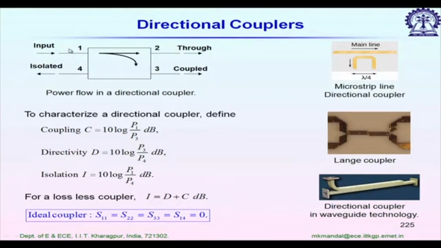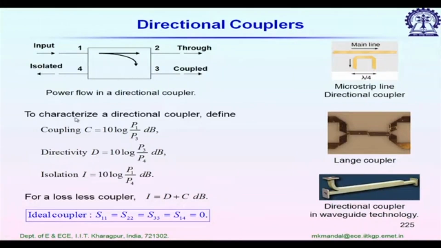So, if we feed at port 1, most of the power will appear at the through port, and a fraction of the power will appear at the coupled port. Usually the phase difference between through and coupled port is 90 degree, and not only that, we have some other types of coupler. For directional coupler, the power coupled to the coupled port is quite small, sometimes it is 10 dB or 20 dB down in comparison to through port, and they are typically used to monitor the power level.